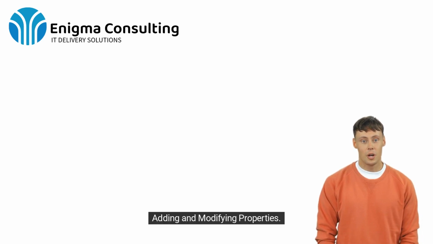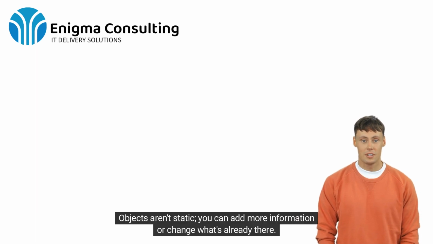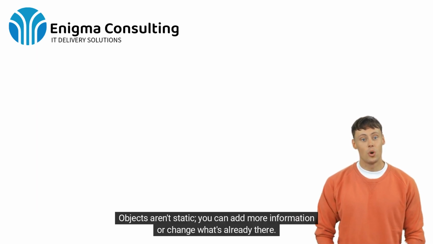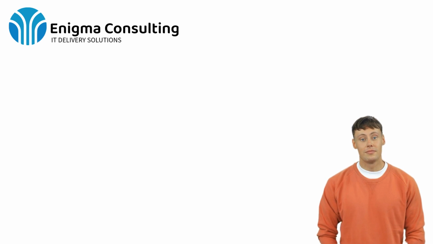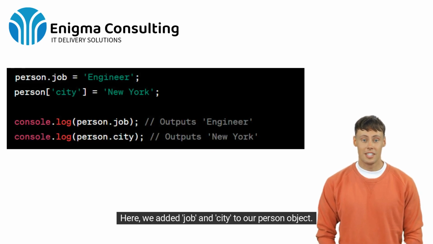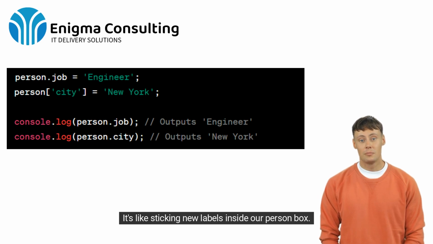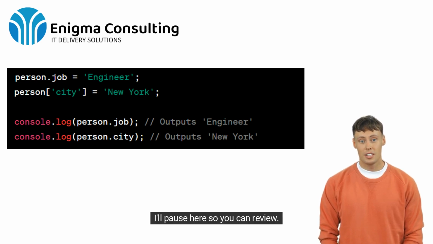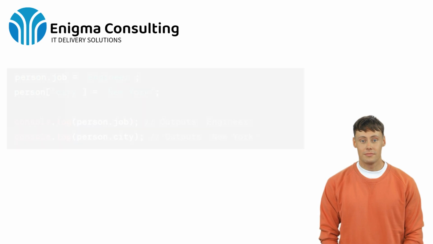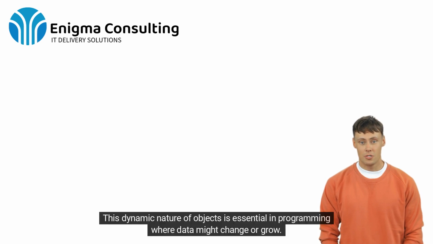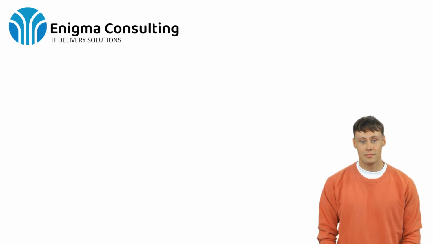Adding and modifying properties. Objects aren't static, you can add more information or change what's already there. Here, we added job and city to our person object. It's like sticking new labels inside our person box. I'll pause here so you can review. This dynamic nature of objects is essential in programming where data might change or grow.